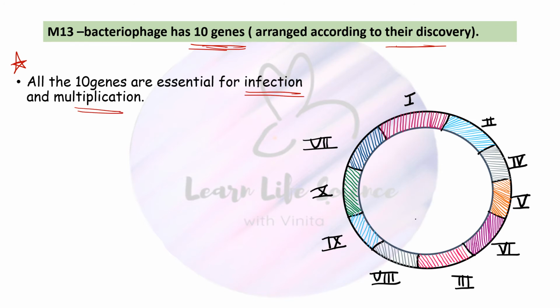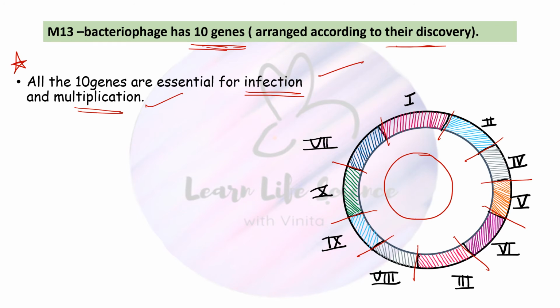as multiplication. Now you can see here the M13 bacteriophage is completely compact, it is completely closed with the overall presence of genes. You can see here this is gene 1, this is gene 2, this is 4, 5, 6, 3rd, 8th, 9th, 10th, and this is 7th. These are arranged according to their discovery. All of these 10 genes are essential for the infection of the host cell and multiplication of the genetic material.